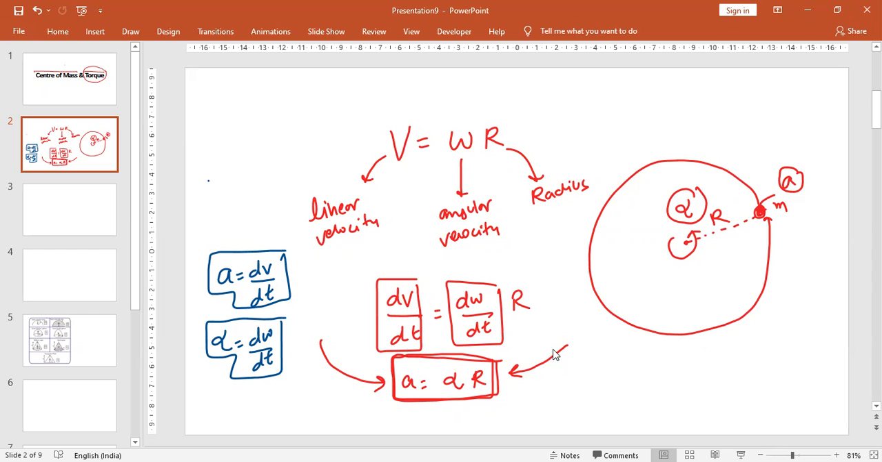Yeah, it's clear, sir. Can you also write delta V by delta T also, or does it have to be dV by dt? Ram, any doubt? Yeah, sir. Does it have to be dV by dt, or can it be delta V by delta T as well?